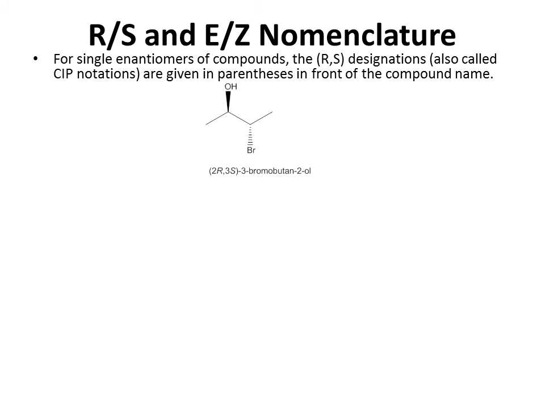As an alcohol, we want to number from left to right. So the base name is 3-bromo-butan-2-ol, and the stereogenic centers are 2R and 3S. So the full name is (2R,3S)-3-bromo-butan-2-ol.